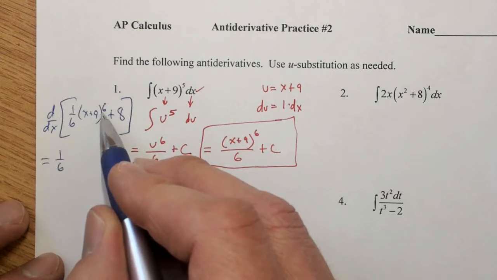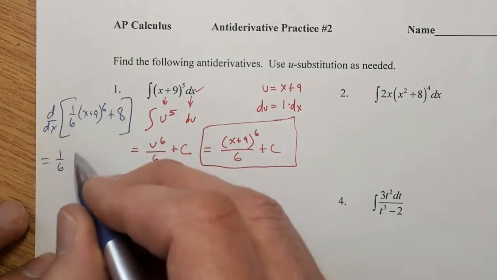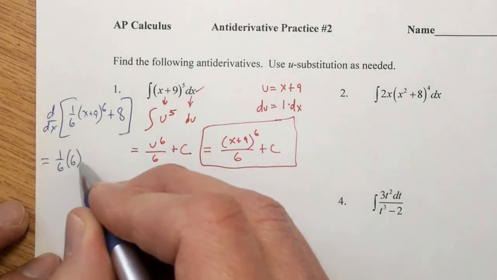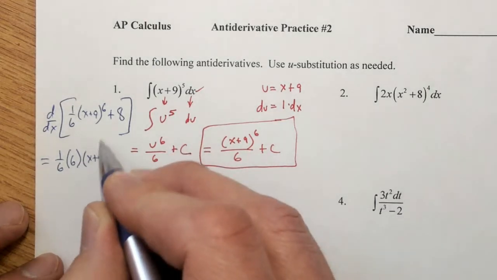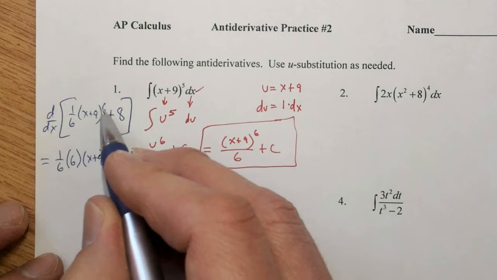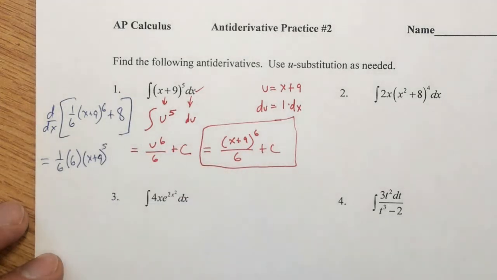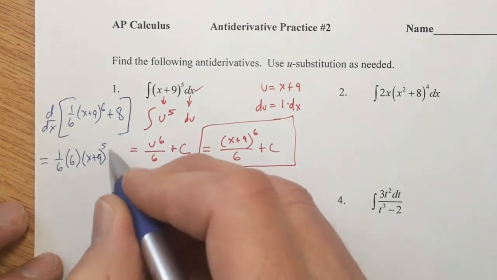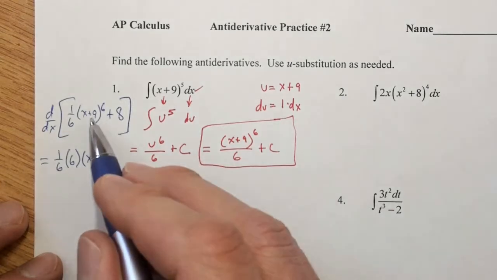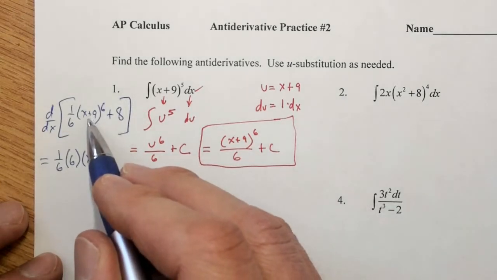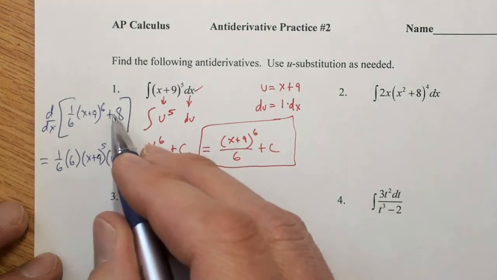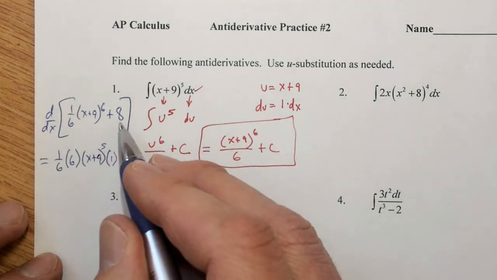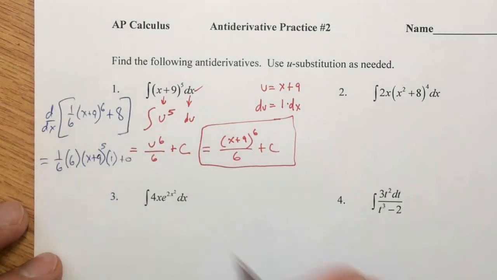This is the chain rule. So derive the outer function. The 6 comes down, keep the inner function. Because we're deriving the outer function, which is our inner function to the 6th power, our new exponent is 5. And then we multiply by the derivative of the inside, the derivative of the inner function. The derivative of x plus 9 is 1. And then finally we take the derivative of plus 8. 8 is a constant, so it derives to 0.